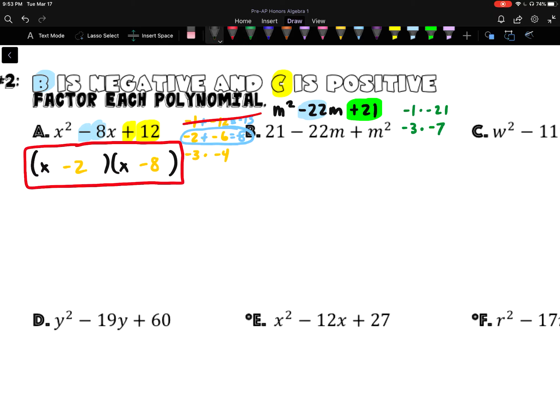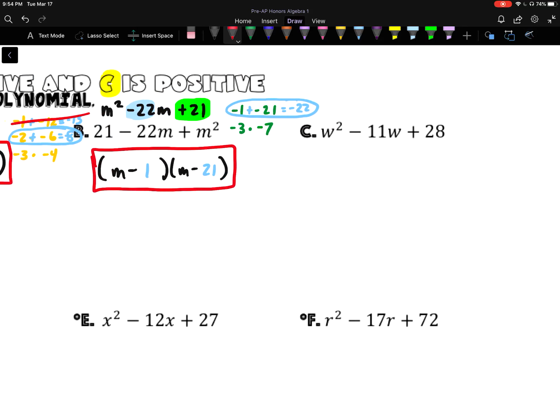So I have two sets of parentheses. I'm going to put m in front of both just because we did take the time to rewrite it. I know both terms have to be negative because my middle term is negative. And so when I start adding, negative 1 plus negative 21 is negative 22, which is exactly what we're looking for. So m minus 1 times m minus 21.